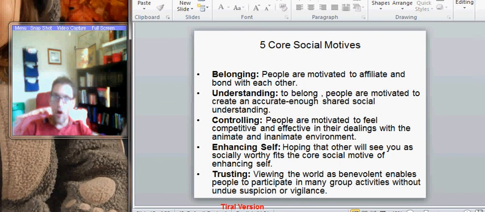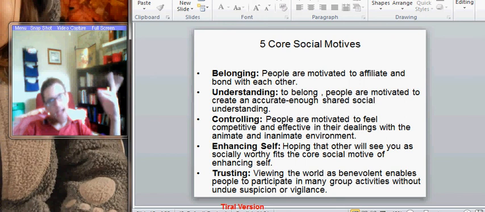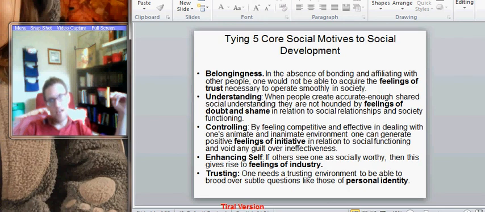People are motivated to belong. People are motivated to be understood. People are motivated to have some control. People are motivated to enhance themselves or to feel good about themselves. People are motivated to trust each other. So these are really, I mean, again, it gets a little wacky when I talk about that drive reduction theory, but it makes some sense.